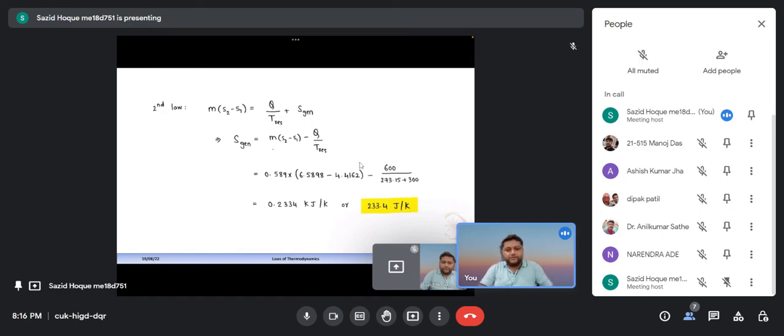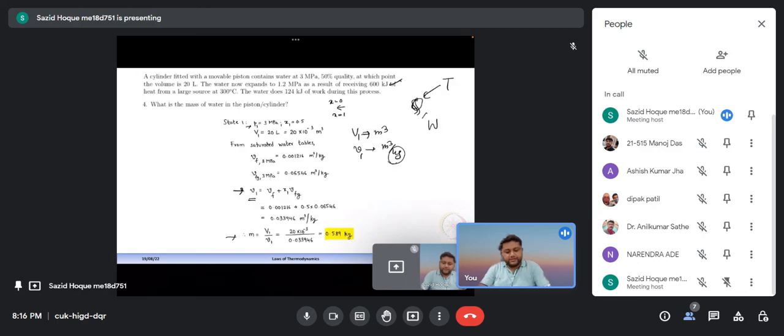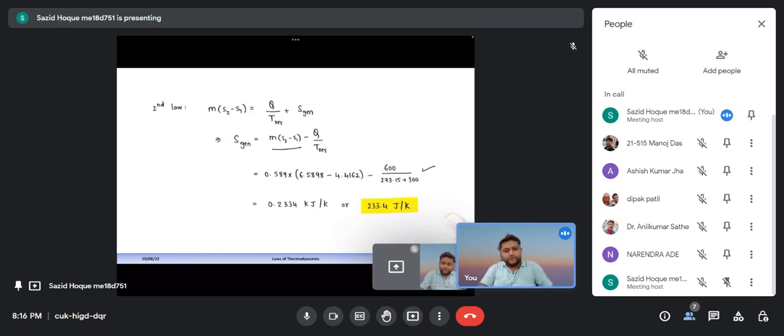This S2 minus S1 is the generation, and this is coming because you're taking some heat from the reservoir, 600 kilojoule from the reservoir at 300 Kelvin. So for the first term, M times S2 minus S1, you know all the values, you just put it in, and this is because of the reservoir.